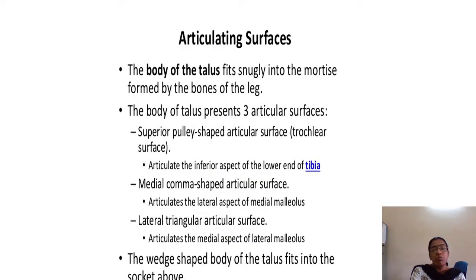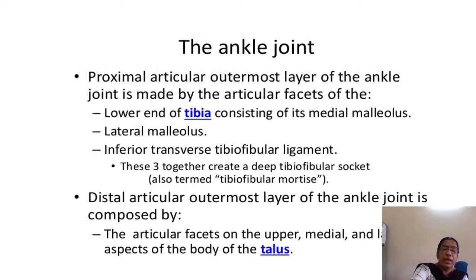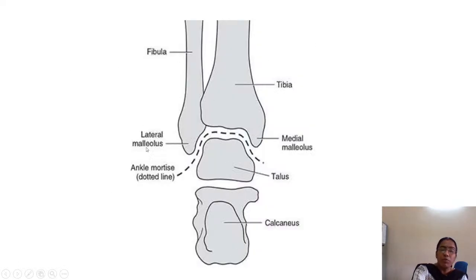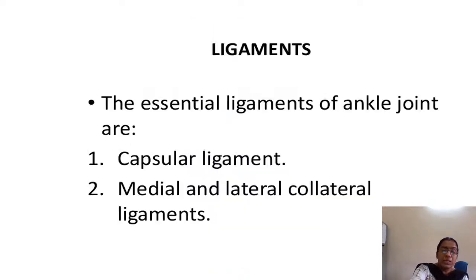So the wedge-shaped body of the talus, all in all, fits into the socket above. When you see here, this wedge-shaped body of the talus is snugly fitting into the socket which is formed by the ankle mortise. This wedge-shaped body is fitting into your mortise, which is formed by the medial malleolus, lateral malleolus, and inferior aspect of the tibia and fibula. This is about the proximal articular and distal articular surfaces of the ankle joint.